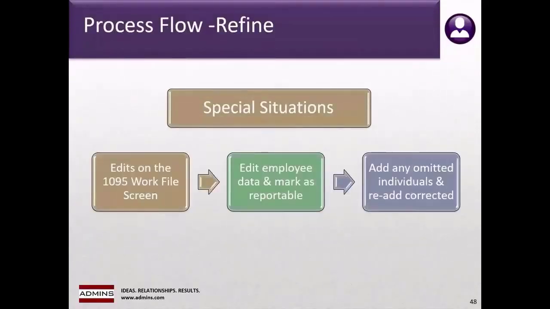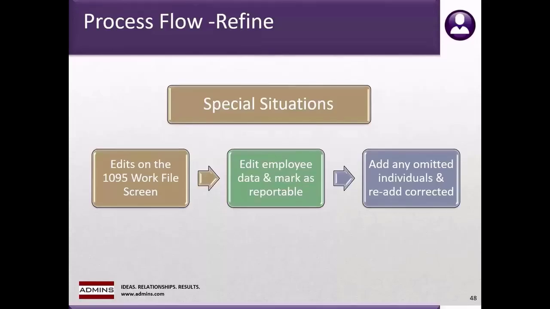Now we will review how to handle special situations. Make edits for special situations on the 1095 work file edit screen, including changes to lines 14, 15, and 16 for one-off situations. Or remove an employee in the screen, edit their Employee Maintenance ACA tab, and add them back into the work file via the screen. We'll look at that in a few minutes.